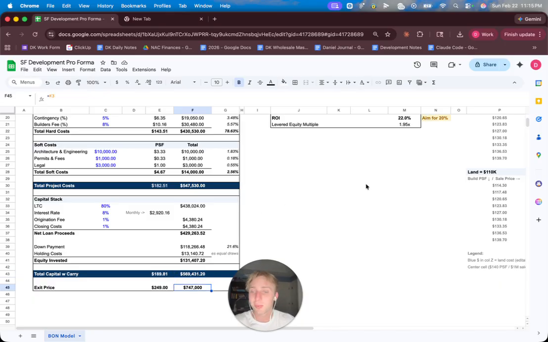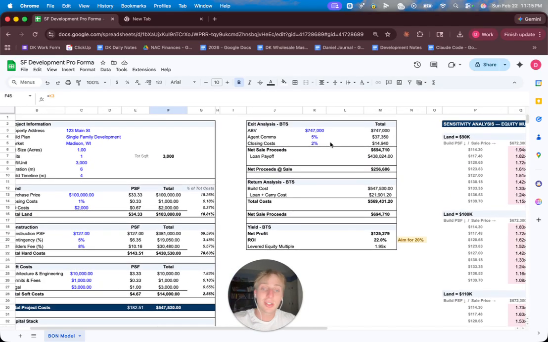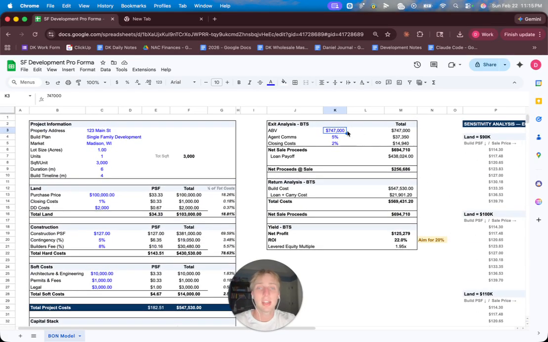So looking pretty solid so far. And then now let's go and look at our exit. So we're assuming that the after build value, like I said, is about $249 a foot, getting us to about $747K. We're expecting a 5% agent commission, 2% closing cost. This means our net sale proceeds are about $694K.